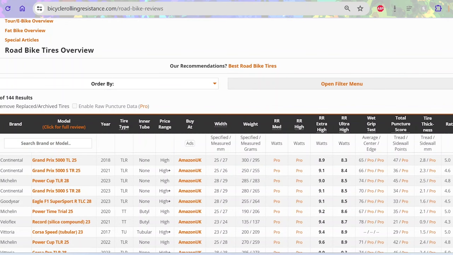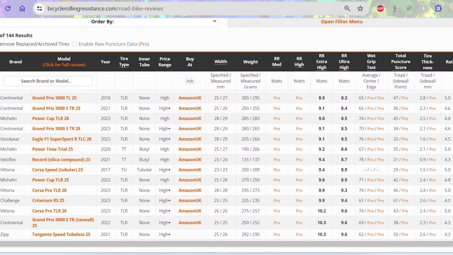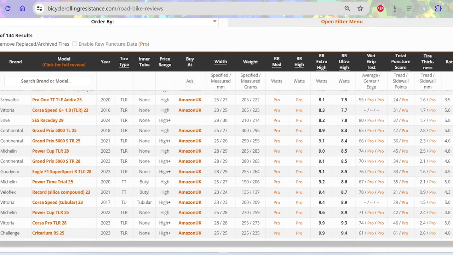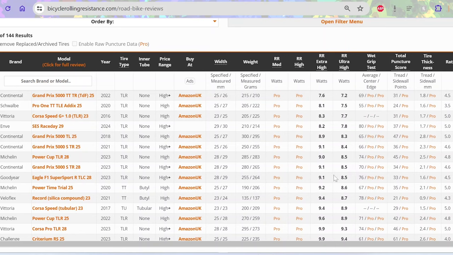Next, we're going to talk about tires. Now, this actually probably is, it's always a contentious one because the way that bicycle rolling resistance is done on the metal drum, probably not the best, but, you know, at least it's something that we can compare. Maybe it's not 100% accurate. So you can see they're on GP5000 STRs 28 mil. We're going to go for the high watt, doesn't really matter, 9.1.